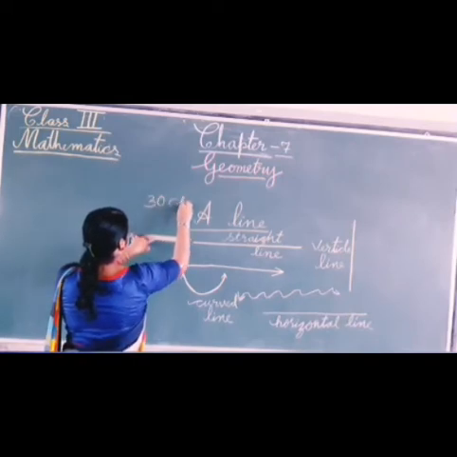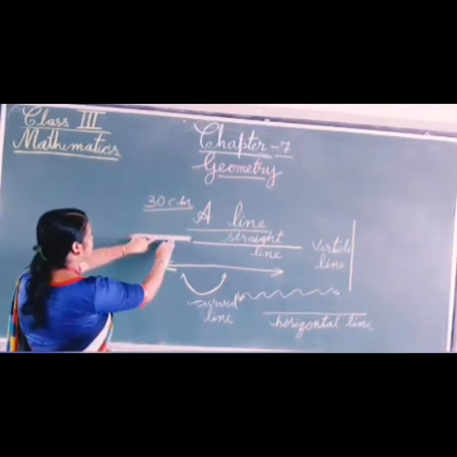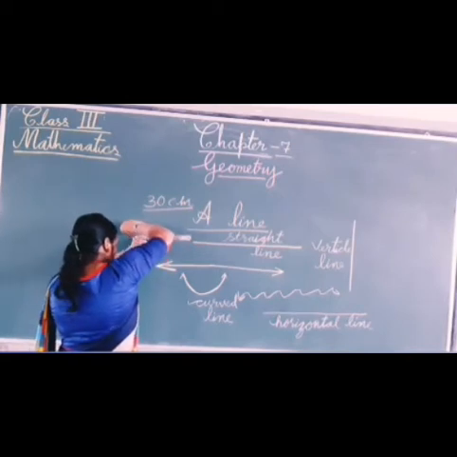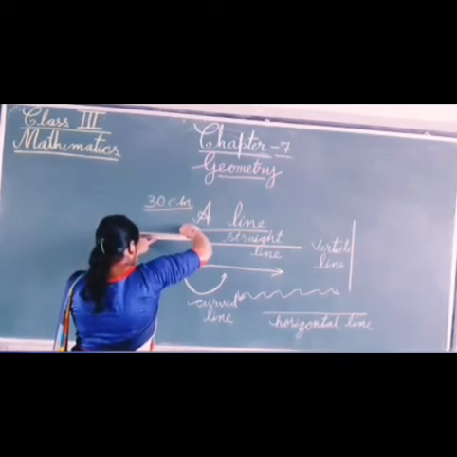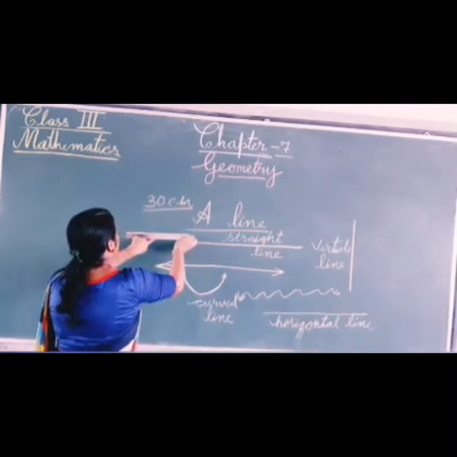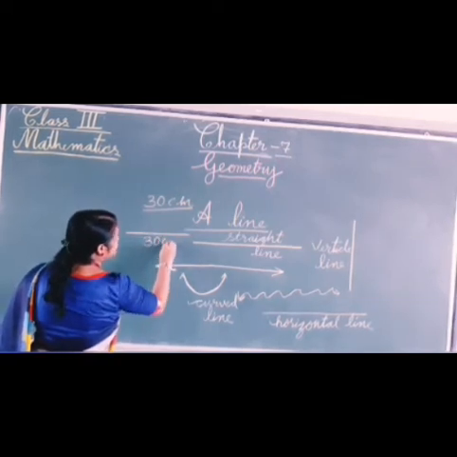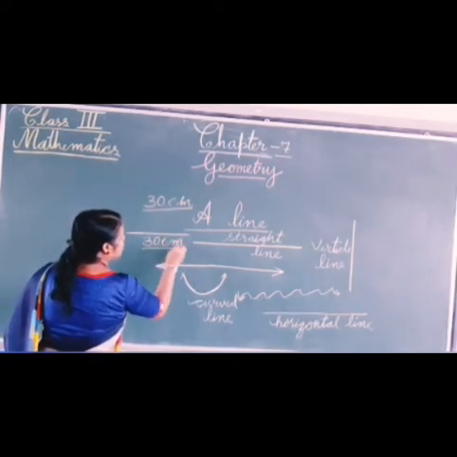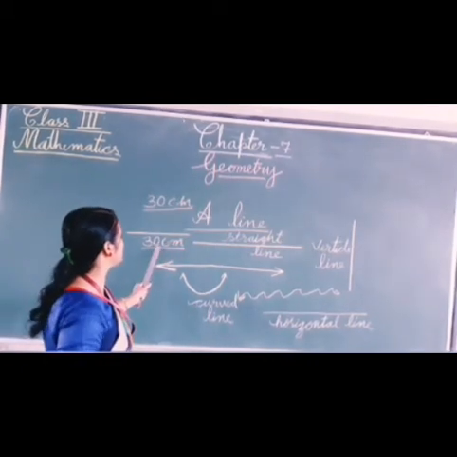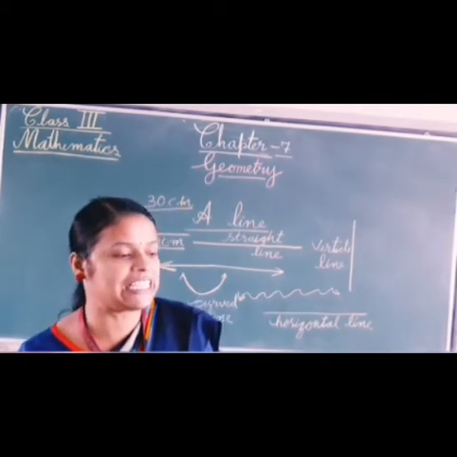A line of 30 centimeter. Then, from where do we have to start? We have to start from 0. 0 to 30. Then we can write here, this line is of 30 centimeters. Now we have measured 30 centimeters. This sort of scale we measure in centimeter.